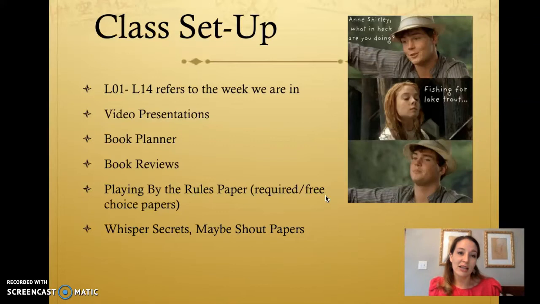First of all, this is how the class is set up. The L01 through L14 refers to the weeks that we are currently in or future weeks. I will go over video presentations, the book planner, book reviews, and then our papers.